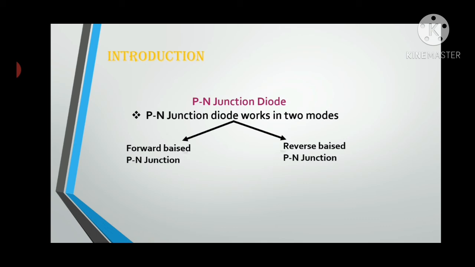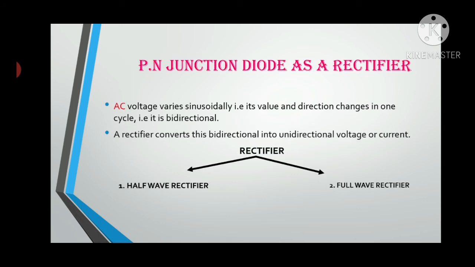Okay, so the PN junction diode works in two modes: forward bias and reverse bias. Forward bias means what? The positive terminal of the P type is connected to the positive terminal of the battery, and the negative is connected to the negative. So this will give you the forward bias. Now reverse bias. Reverse bias means what? The positive is given to the negative and the negative is given to the positive. This will be called as reverse bias.